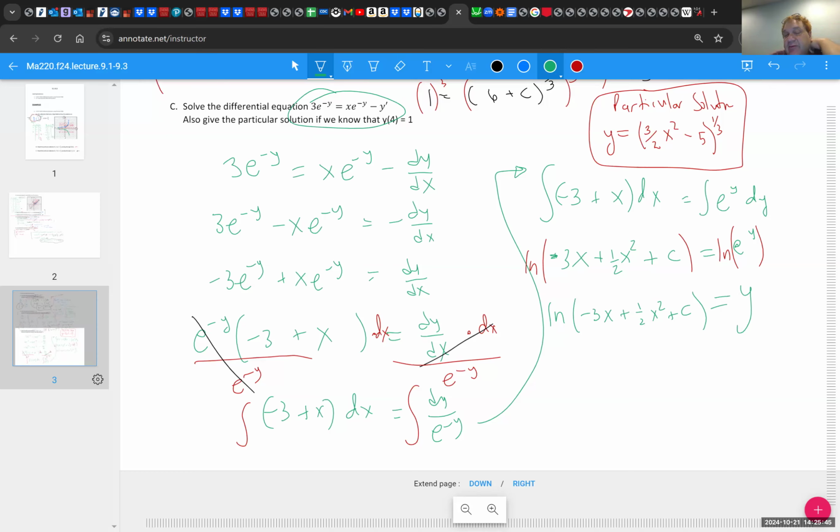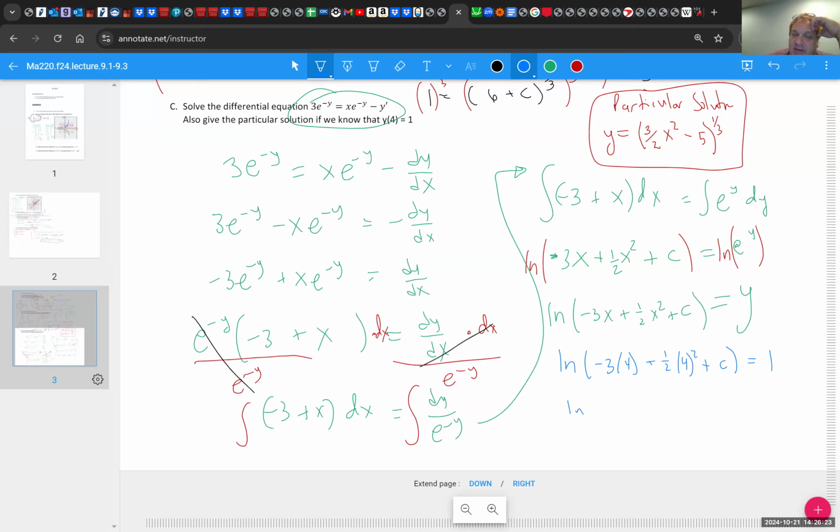And of course, we have a particular solution. If you haven't had a chance to use the numbers to try to find the particular solution, it's a good time to try that. I'm going to plug in the numbers and solve for c right now to get the particular solution. Okay, so the x value is 4. So this is ln of -3 times 4 plus 1/2 times 4 squared plus our c, and that's equal to y, and y is 1 in this example.